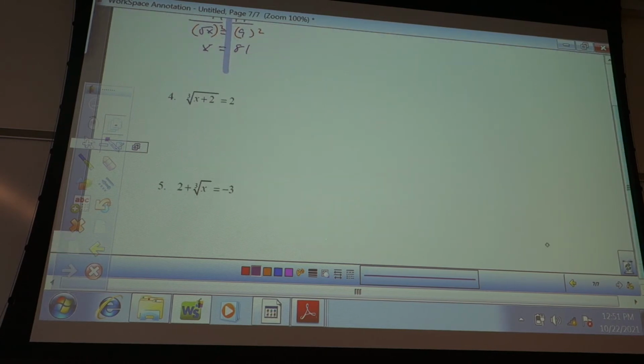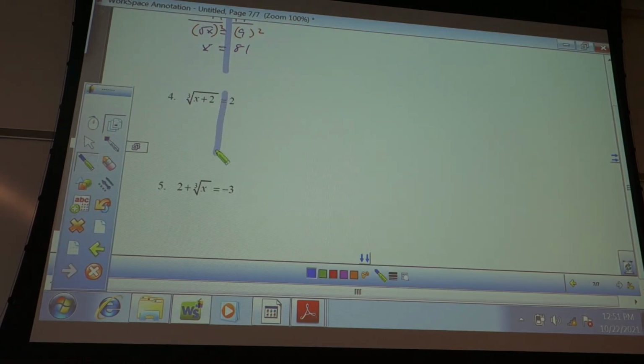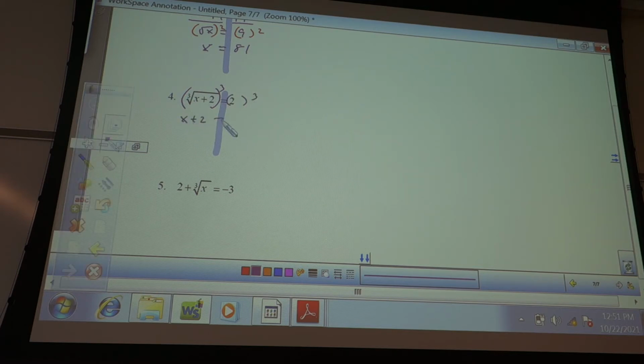Okay, good. Next one, now this is a cube root. Here, the cube root's by itself, but remember I need to cube both sides, raise both sides to the 3rd power. So here I have x plus 2. Over here, 2 to the 3rd power is 8. And then I'll subtract 2 from both sides, and I get x equals 6.